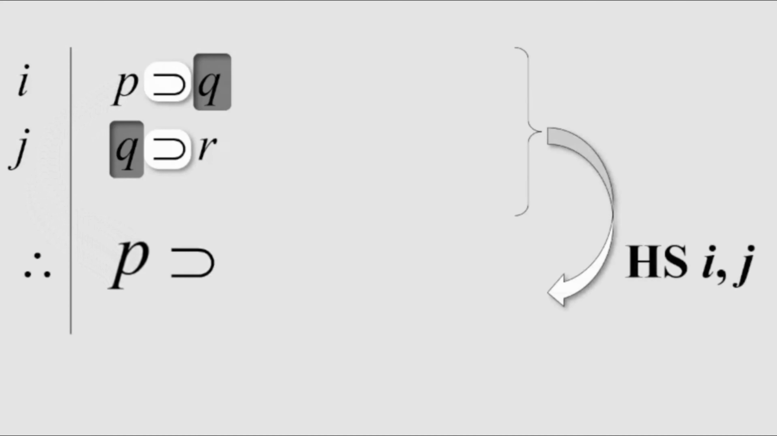Let's look at the rule in symbols. The rule basically tells us that we need to have two conditionals on their own lines where the consequent of one is the antecedent of the other. If we can match the consequent and the antecedent of these two conditionals, then we are allowed to infer a conditional with the unmatched antecedent and the unmatched consequent. So hypothetical syllogism, as it were, allows us to cancel out the middle term, the consequent of one and the antecedent of another.